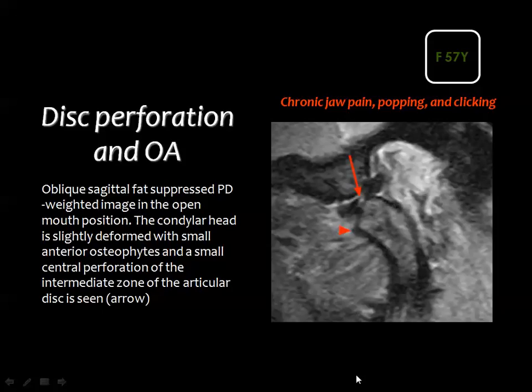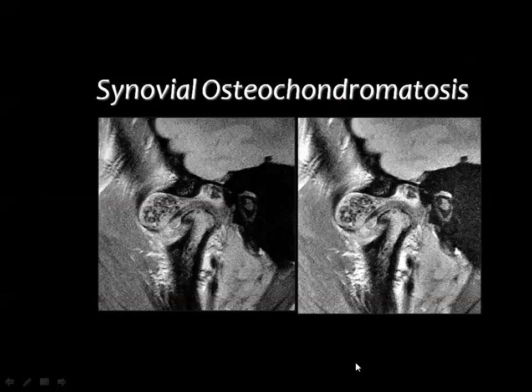And this is an example of disc perforation and mild osteoarthritis of the temporomandibular joint. This arrow points to the site of perforation in the intermediate zone of the disc. This is the posterior band and this is the anterior band. And this arrowhead points to a small osteophyte in the mandibular head, and this means that there is some osteoarthritic change.